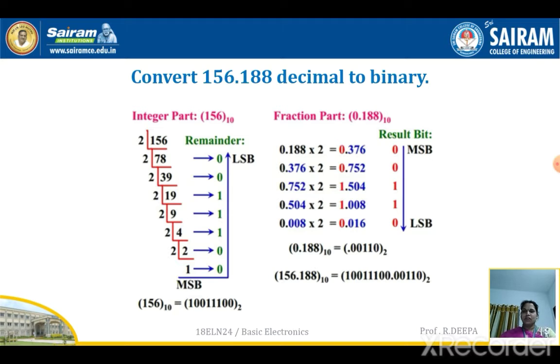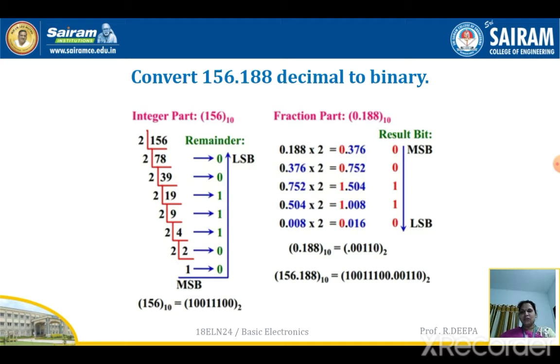So just divide by 2 and write the corresponding remainders after dividing the number. So 156, if you divide by 2, that is 78, whereas the remainder is 0. On the right hand side you can mention the remainders. Again the 78 has to be divided by 2. We'll be getting the quotient as 39, remainder is 0.